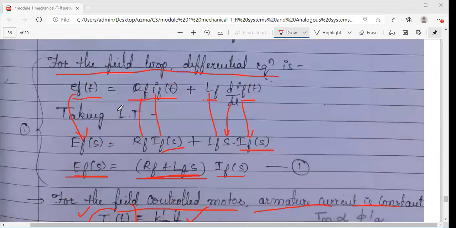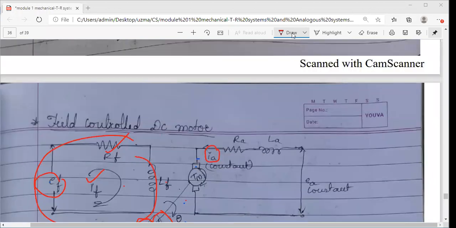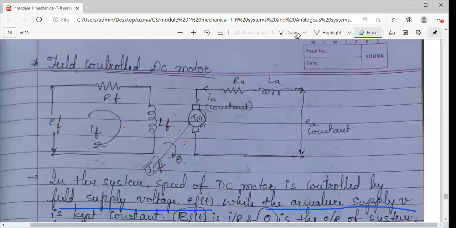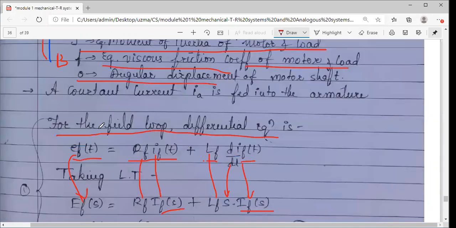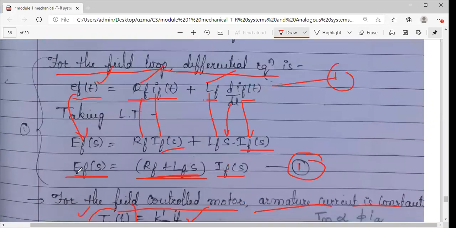Up to here, perhaps you have understood. In case of a field controlled DC motor, if you see the figure, we have got two different loops here. For this loop, we will write the differential equation as we regularly do. See, applied voltage is equal to RF IF plus L di by dt. Okay, this equation you know. Apply the Laplace transform to it, you have understood up to here. This is equation 1. Here, if you see how many variables there are, you have EF and IF.